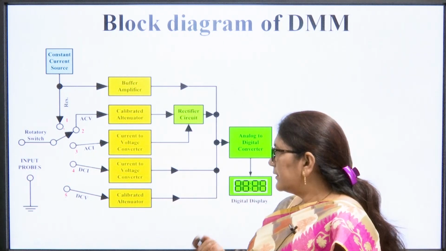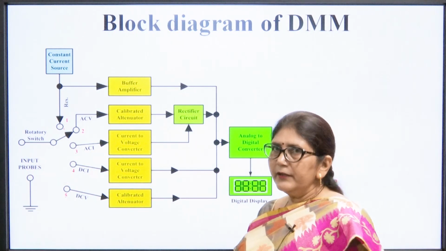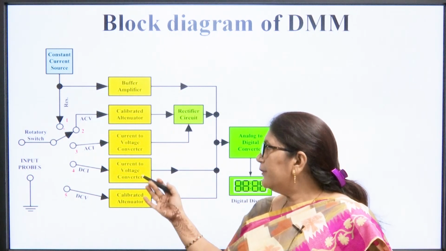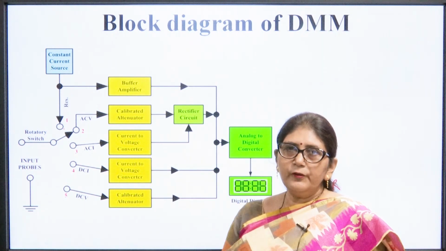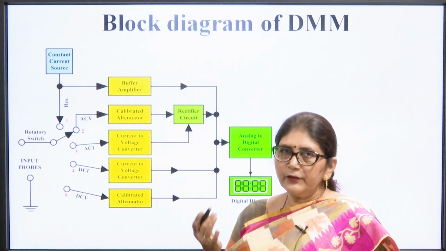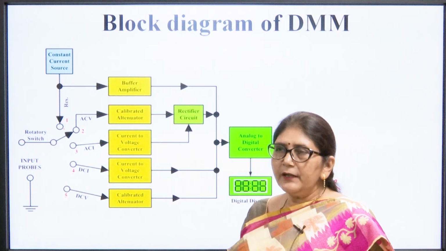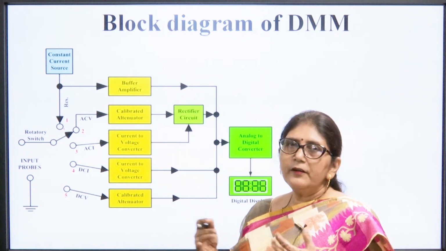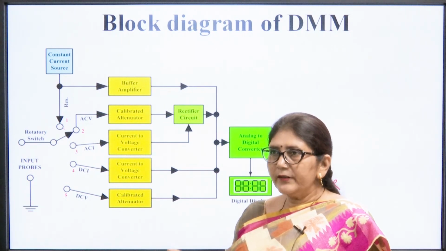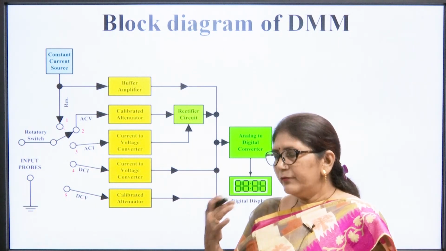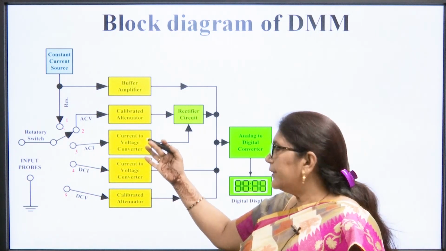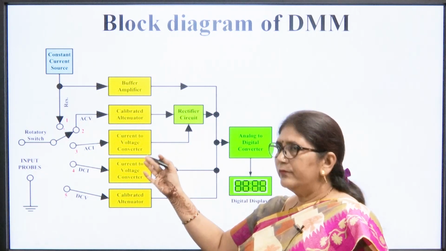Similarly, if we want to measure current, then again the current is converted into voltage, because basically we have to measure the voltage. For the conversion of current to voltage, either we need an op amp circuit that converts the current into voltage, or we can simply use a standard value of resistance and measure the voltage drop across that resistance, which is proportional to the current flow. So, there are these ways to convert current into voltage.